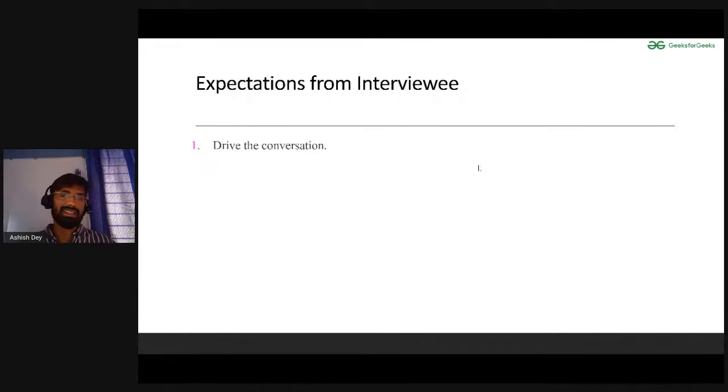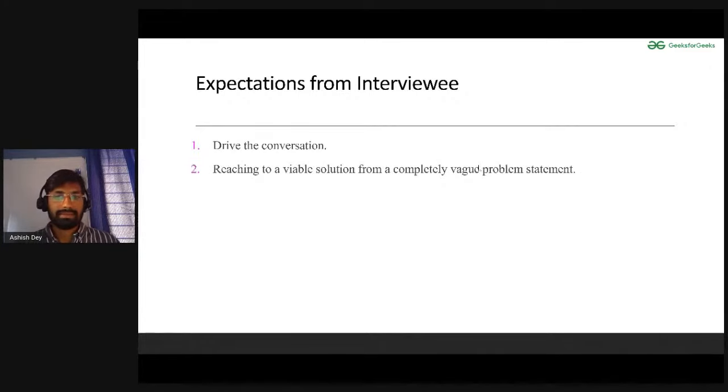Because as an experienced person going into the industry, you will be leading juniors. So you should act as a leader. This is one expectation.